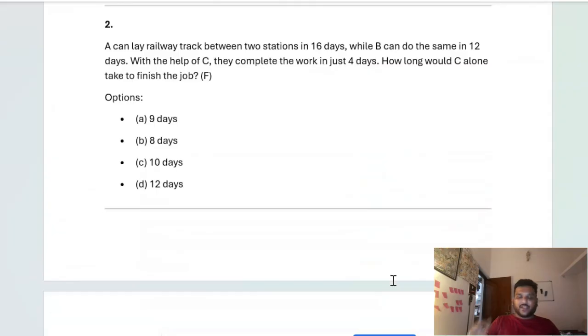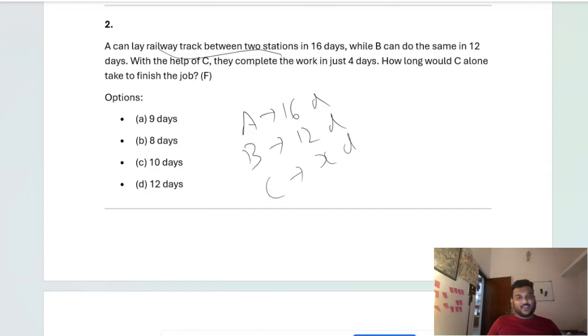Let's go on to the second question. A can lay railway track between two stations in 16 days. Whatever the work is, we don't need to pay heed to the type of work, but as soon as it says A takes 16 days, I'll write this. B takes 12 days, I'll write this. With the help of C, they can complete the work in just 4 days. So, C, we don't know how many days it takes, but together they take 4 days. This doesn't mean 16 plus 12 plus x is 4, okay?